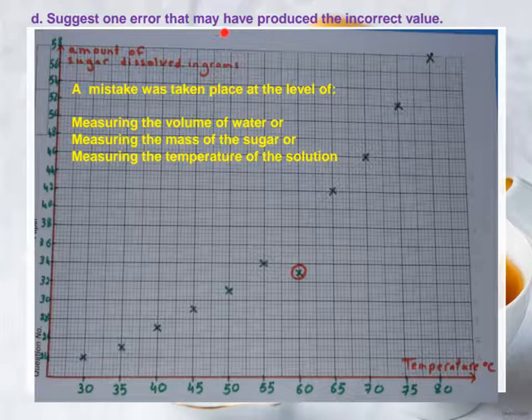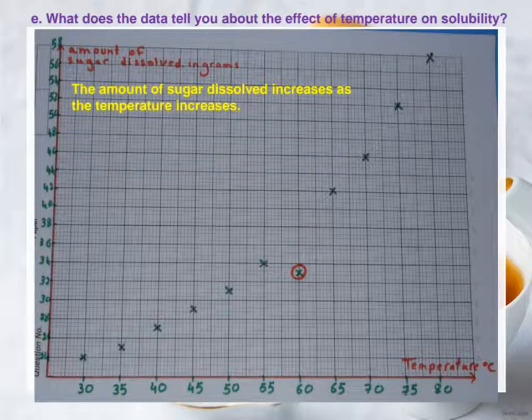Suggest one error that may have produced the incorrect value. A mistake may have taken place at the level of measuring the volume of water, or measuring the mass of the sugar, or measuring the temperature of the solution. One of these mistakes might take place to give me this wrong value, which is here.